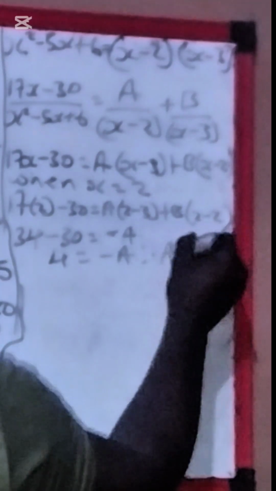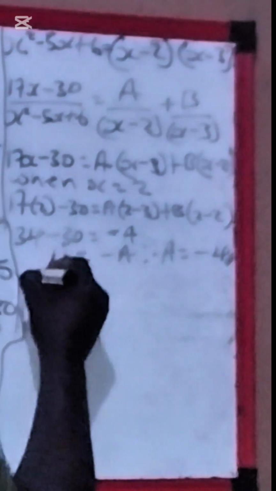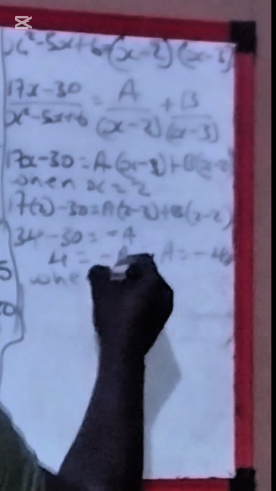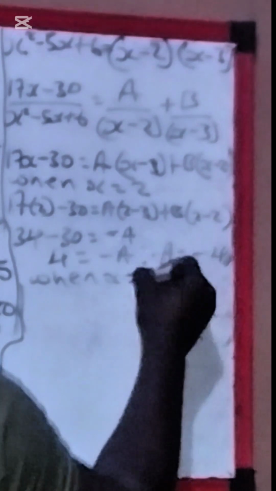So therefore a will give us what? Minus 4. Okay, the minus will cross over to this side. Now that is when x is 2. Now let's solve for when x is 3. Let's deal with it when x is 3.